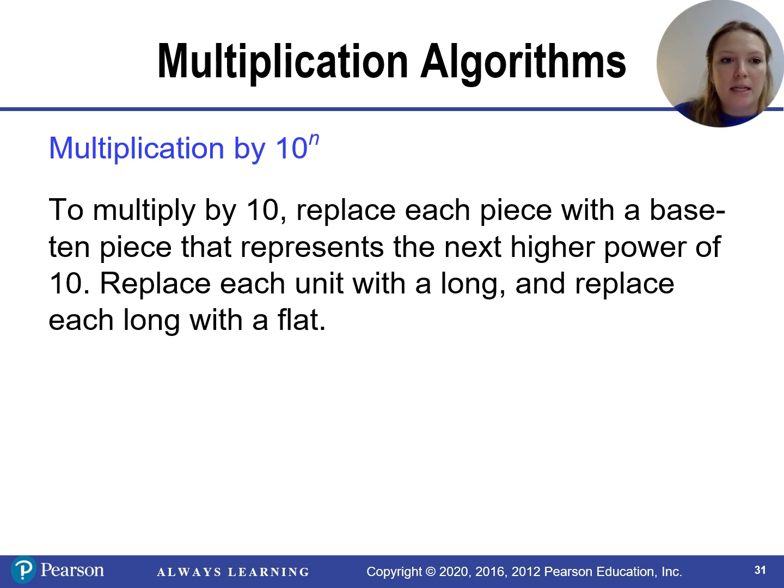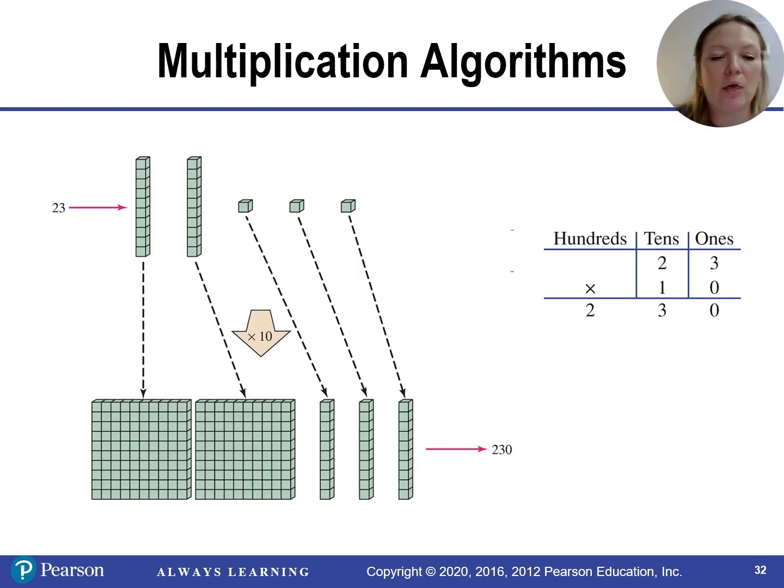We, in some cases, might need to multiply by 10 or some multiple of 10. So we can replace units with longs, replace longs with flats. So for example, if I needed to multiply 23 times 10, I would replace all of my longs with the flats and all of my units with longs. So I would see that 23 times 10 is 230.